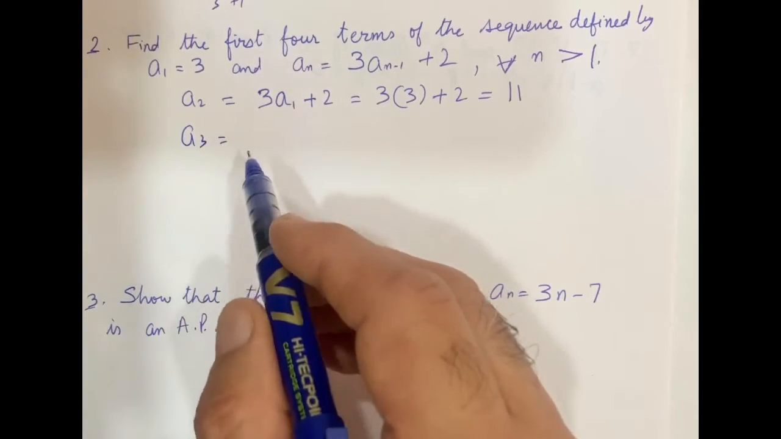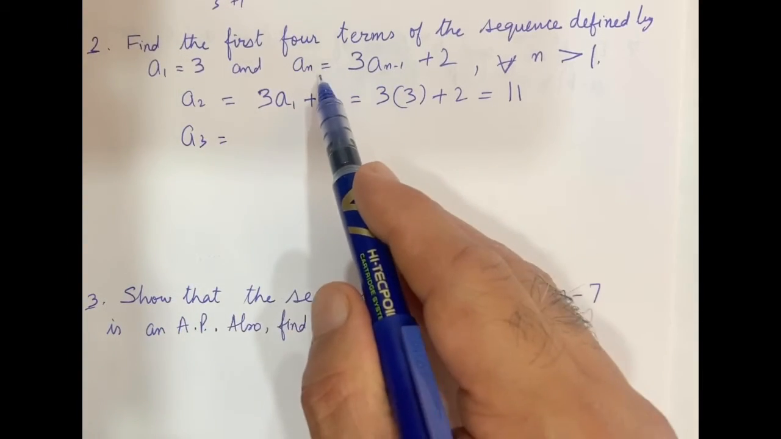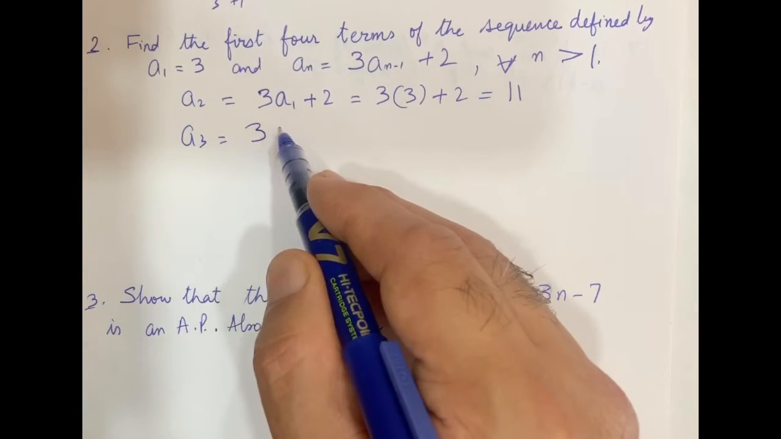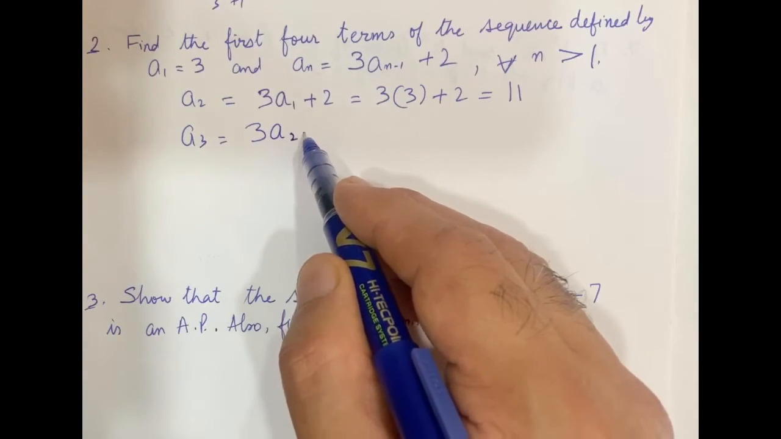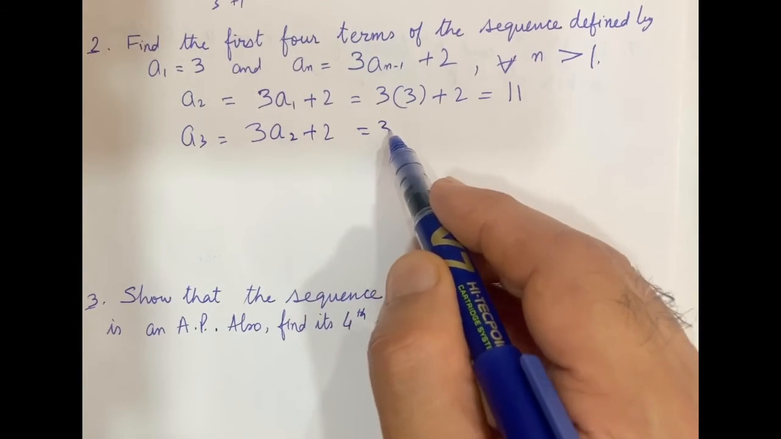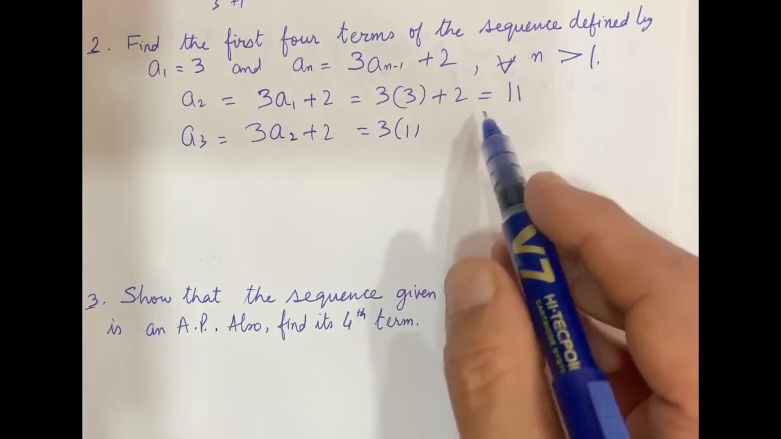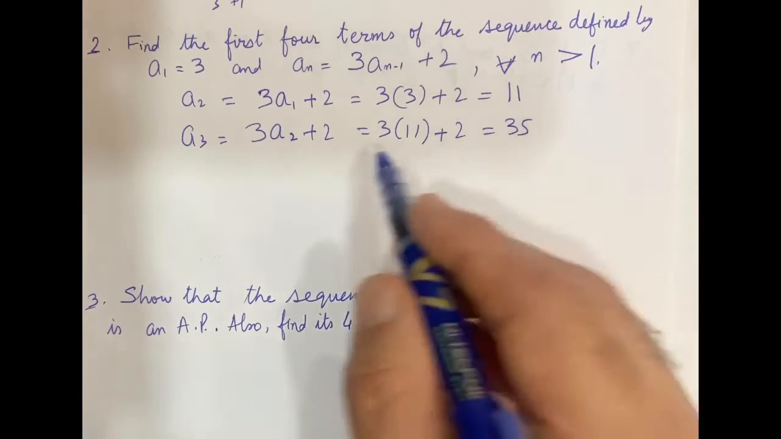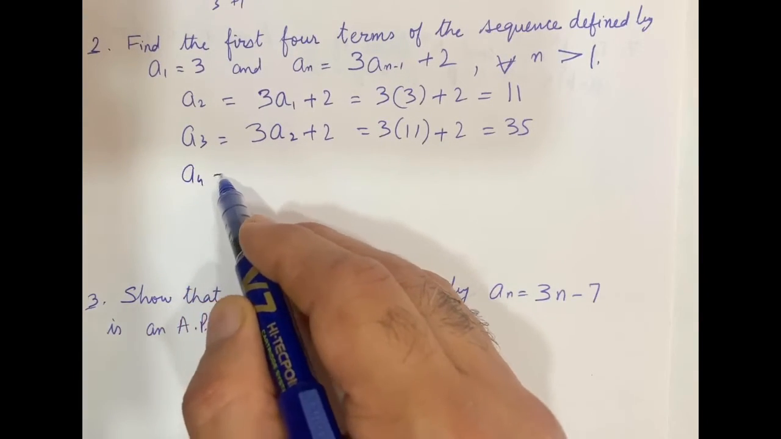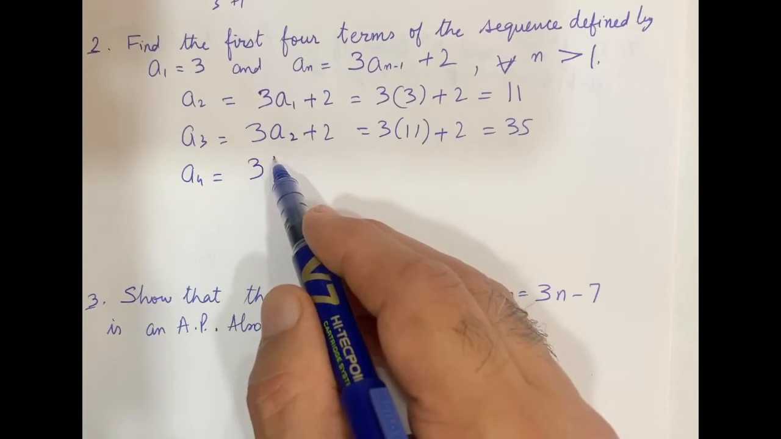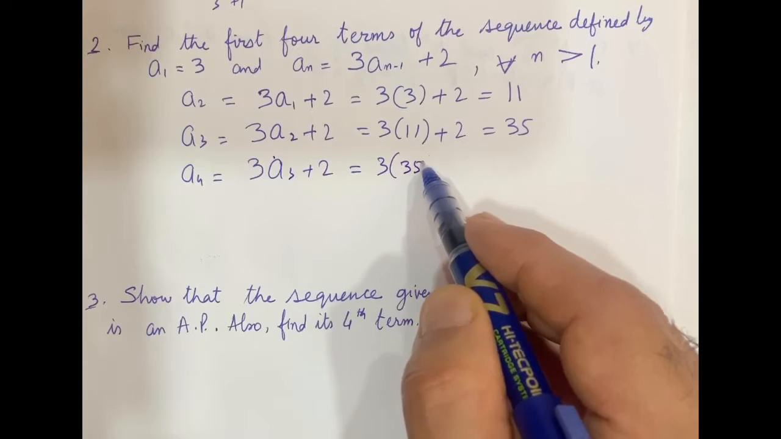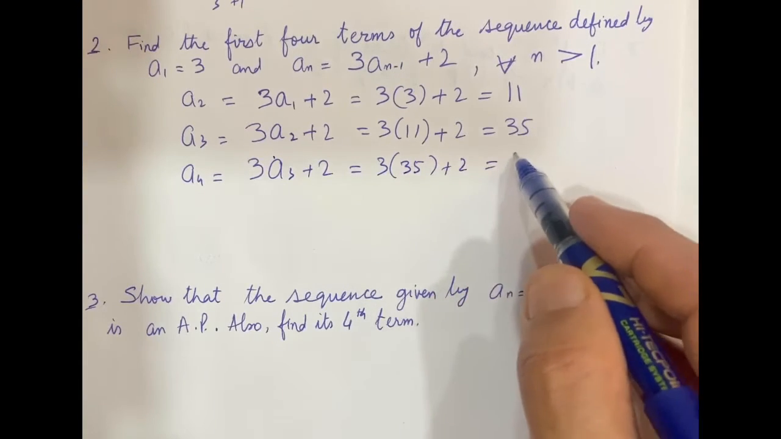For n is equal to 3, we put n is equal to 3 in this equation. a3 is 3 times a 3 minus 1, that is a2, plus 2. And a2 we just obtained is 11. So 3 into 11 plus 2. This is 35. And the fourth term, that's 3 times a3 plus 2. a3 is 35, plus 2. This is 107.